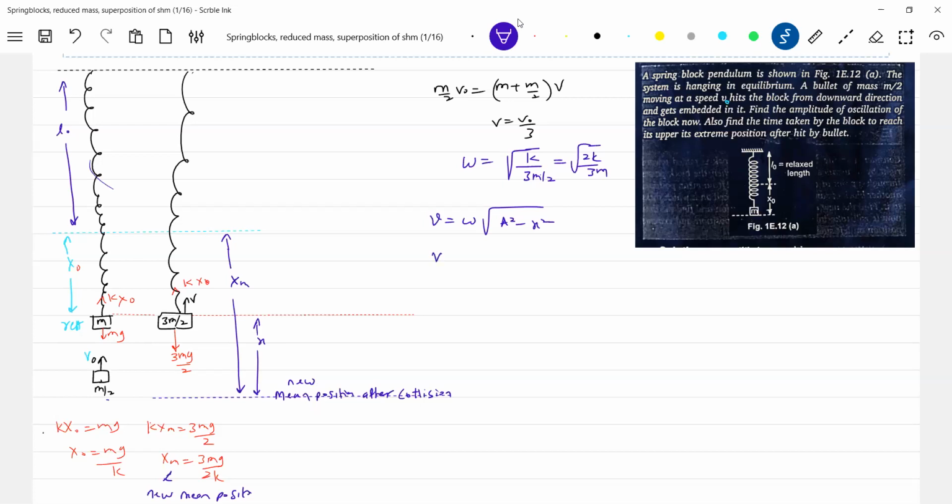So what is V? V equal to V naught by 3. What is omega? Root of 2k by 3m. We don't know x. How to calculate x? Xm is equal to x naught plus x. So xm is how much? 3mg by 2k. X naught is mg by k. So therefore, x is equal to mg by 2k. I'll substitute that.